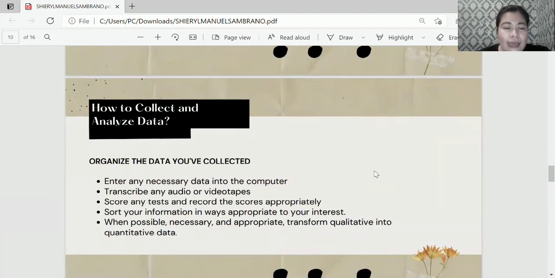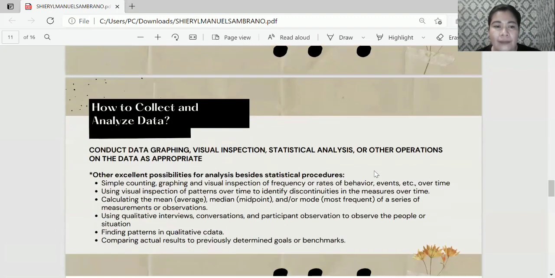Next is how to collect and analyze data. Organize the data you've collected. First, enter any necessary data into the computer. Second, transcribe any audio or video tapes. Third, score any test and record the scores appropriately. Fourth, sort your information in ways appropriate to your interests. And the last one is, when possible, necessary and appropriate, transform qualitative into quantitative data.